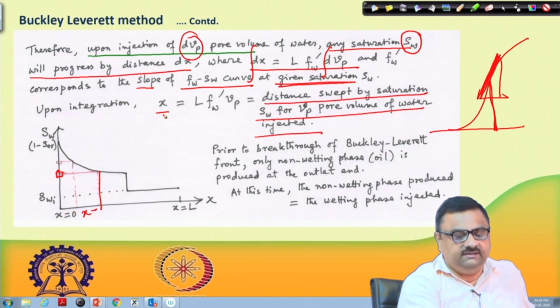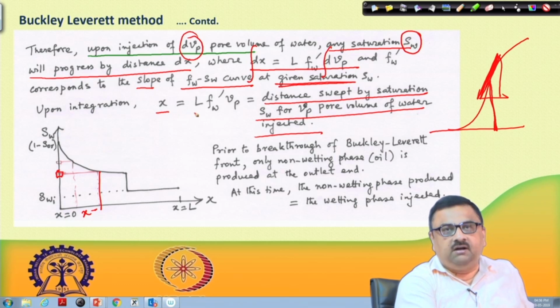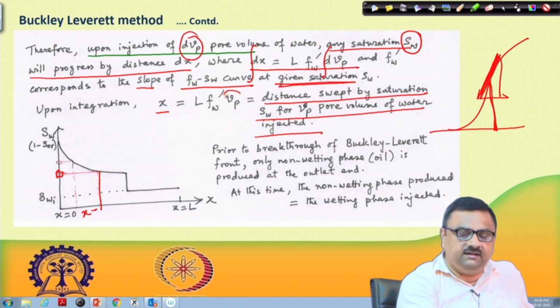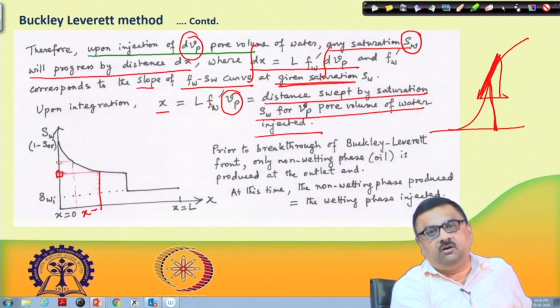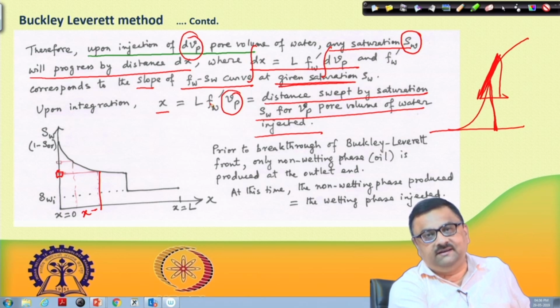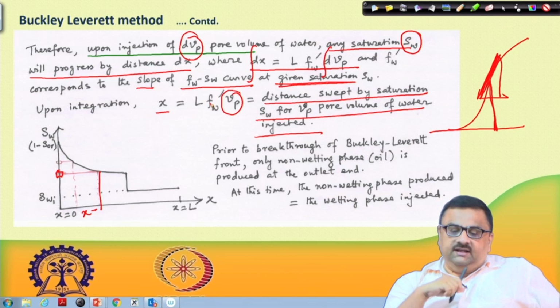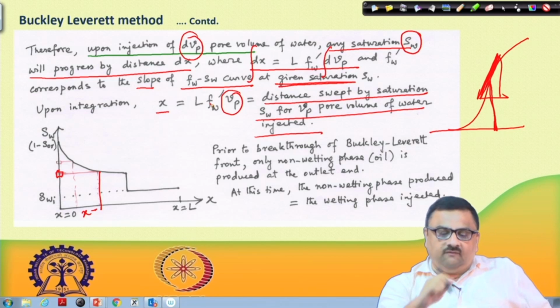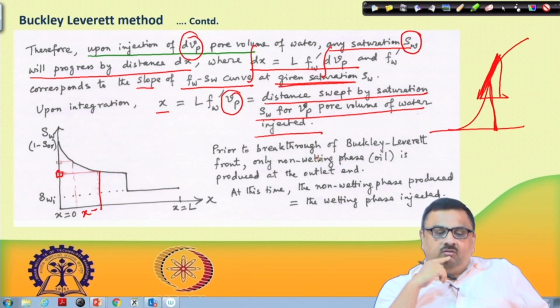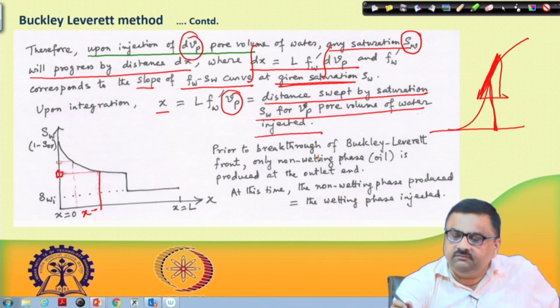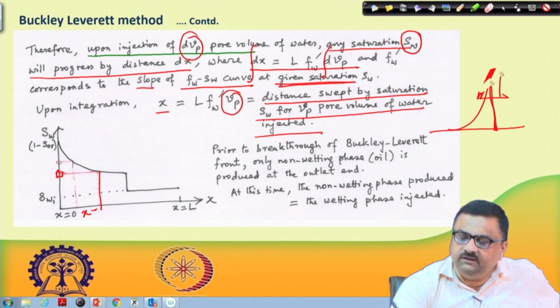How would you get this? This x is equal to L multiplied by Fw prime multiplied by Vp. Vp is the pore volume of water or pore volume of wetting phase injected at the left end. So, what we note here is that prior to breakthrough of the Buckley-Leverett front, only non-wetting phase is produced at the outlet. We briefly talked about this.